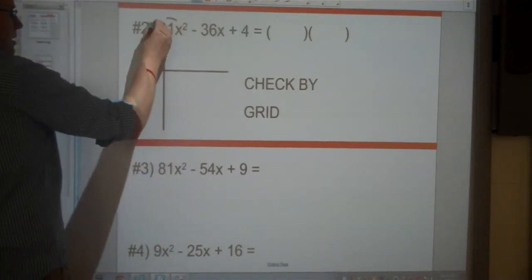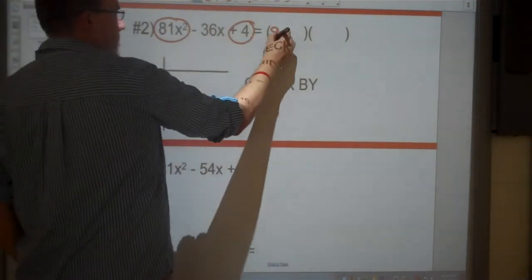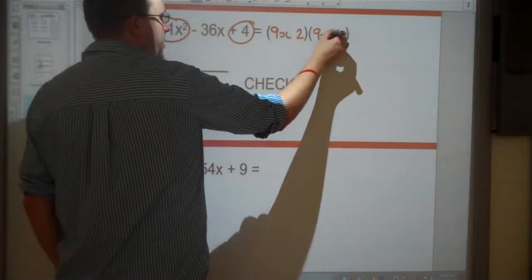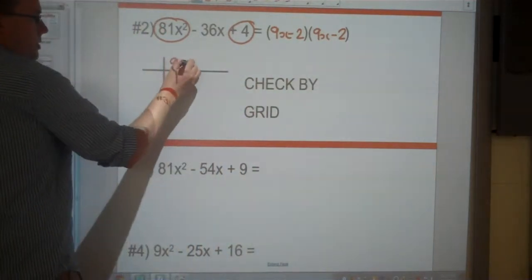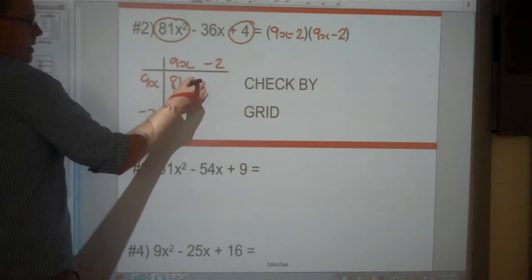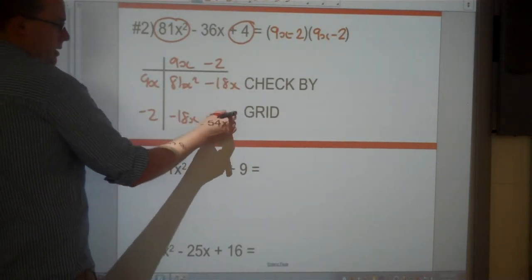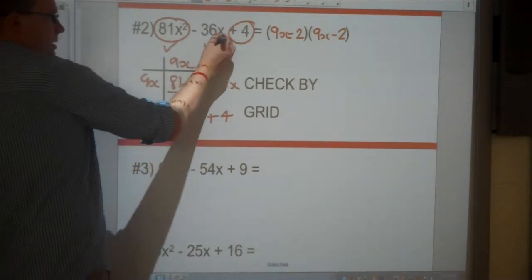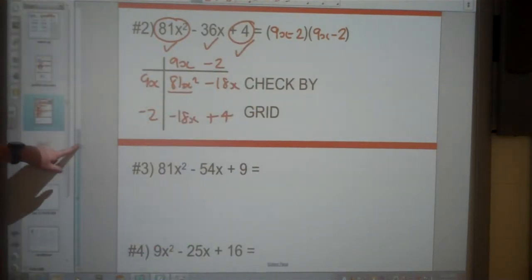Quick look at a GCF. I don't see one, but I do notice that the first and the last numbers are both perfect squares. So I've got 9x and 9x. For 4, I've got 2 and 2. Both sides are going to be negative. And if we want to check, 81x squared minus 18x minus 18x plus 4, so 81x squared, negative 18x take away 18x is negative 36x, and plus 4. So that one's good as well.